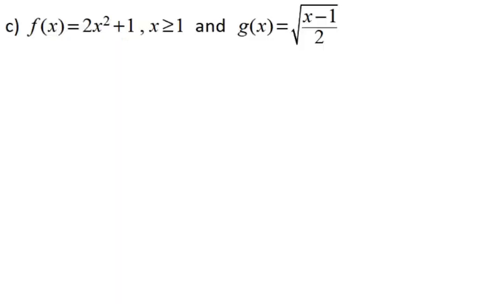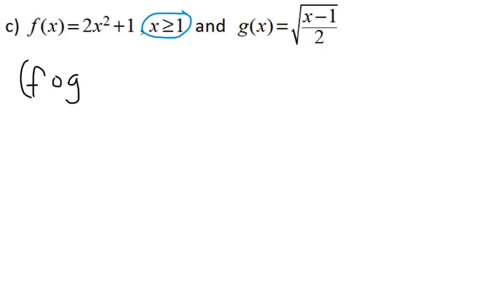Let's do another one. So for this one, I have f of x equals 2x squared plus 1 for x is greater than or equal to 1, and g of x equals the square root of (x minus 1) over 2. Now, this piece of information is just kind of extra information. You don't necessarily need it. We would need it if we were graphing, but we don't really need it for this. But again, I'm going to go ahead and do the composition.